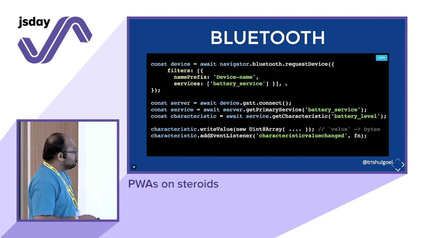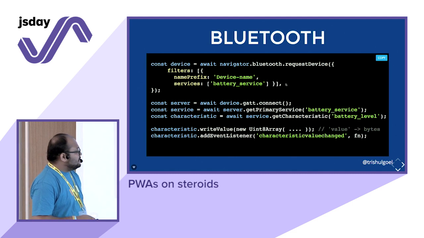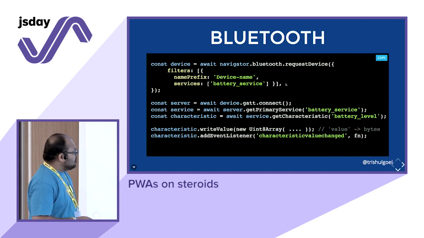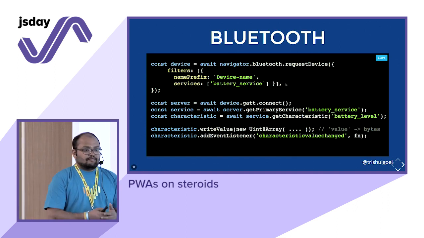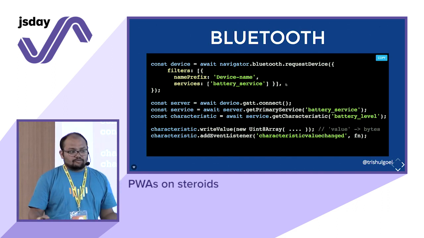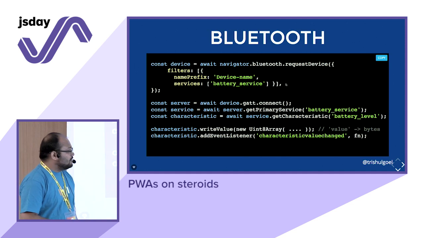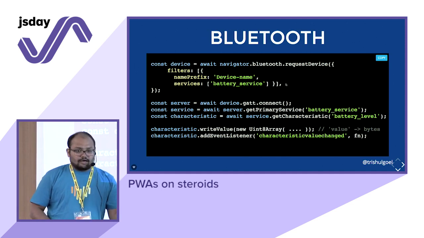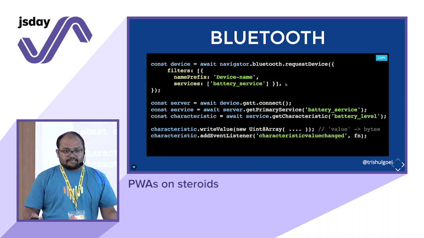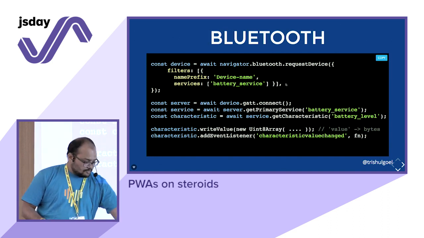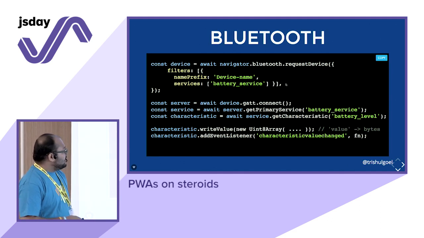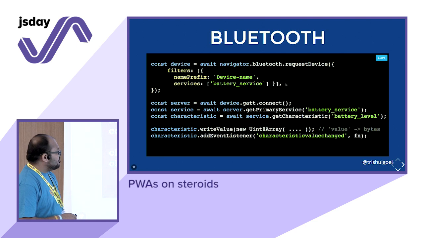Then get the primary service. This is the service which I want, the battery service. And then there is something called a characteristic. With the battery service, what actually do I want to do? For example, I want to get the battery level, right? Or maybe for this, I will use lighting characteristics, something like that. From here, I have the characteristics, service, server, everything ready.